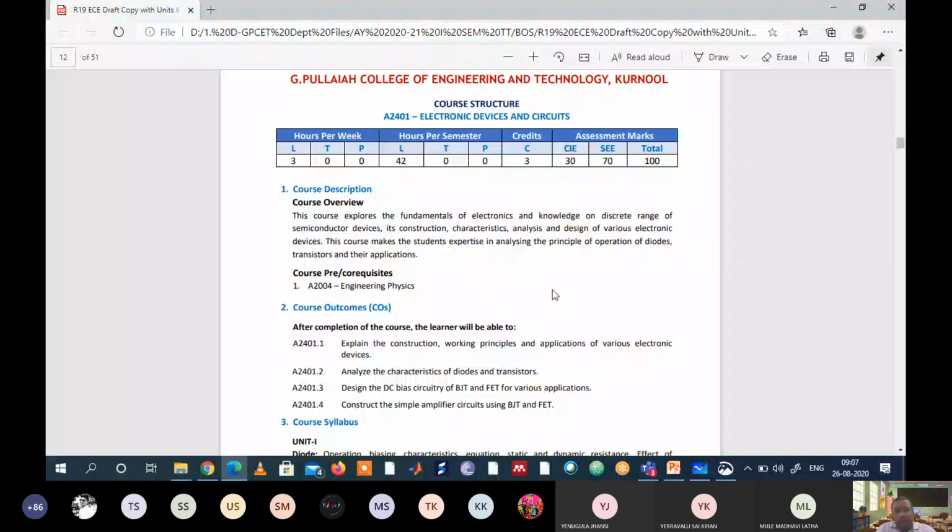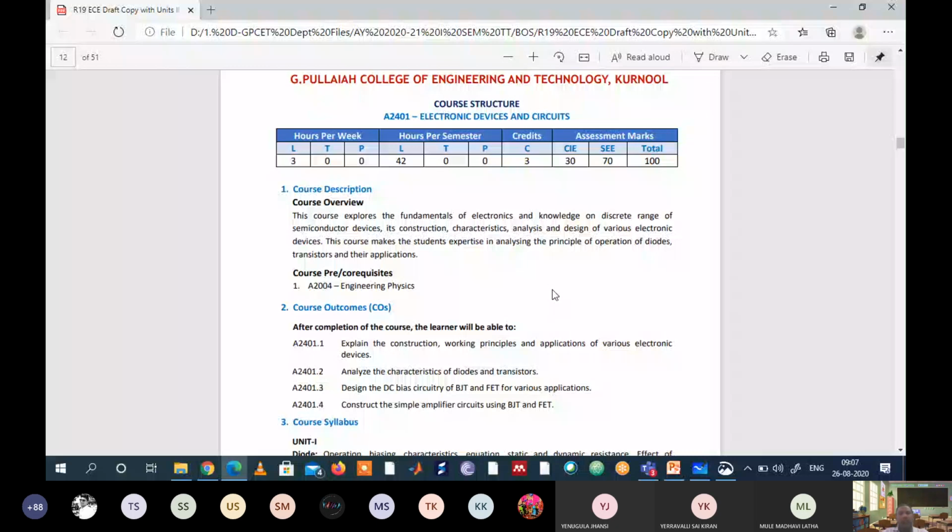After completion of this course, before that the course prerequisite of this subject is engineering physics, because you should learn about engineering physics, then only you can learn electronic devices and circuits. Otherwise it is very difficult for you to understand electronic devices and circuits. Most probably you have already learned engineering physics in first year itself, so it will become very easy for you to learn electronic devices and circuits.